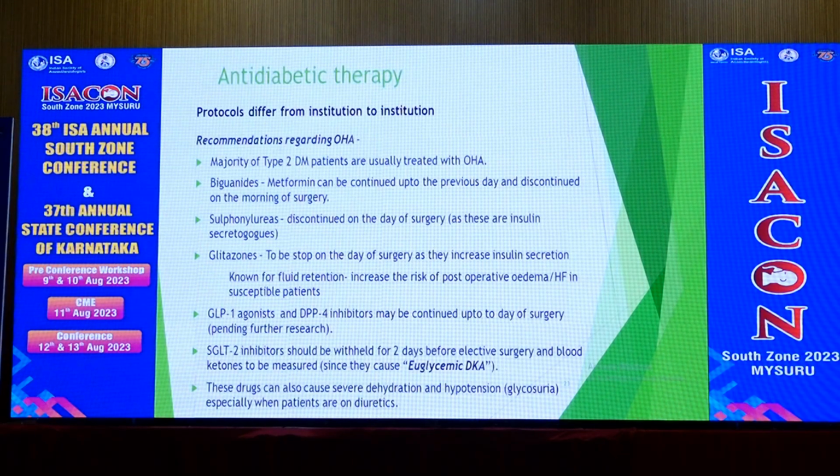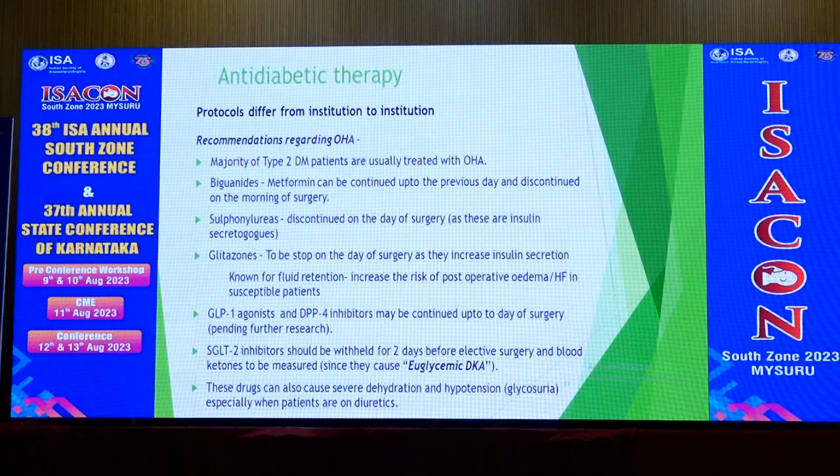Now coming to the protocols for OHA, we all know that the majority of type 2 DM patients are treated with OHA. Among the biguanides, metformin is the most common, and this can be continued up to the previous day of surgery, and on the day of surgery it is better to discontinue. But the Centre for Perioperative Care guidelines recommend that metformin can be continued even up to the day of surgery, provided there is no renal dysfunction or no contrast expected to be used in the intraoperative period, because that is going to produce lactic acidosis. But to be on the safer side, most centers avoid metformin on the day of surgery.